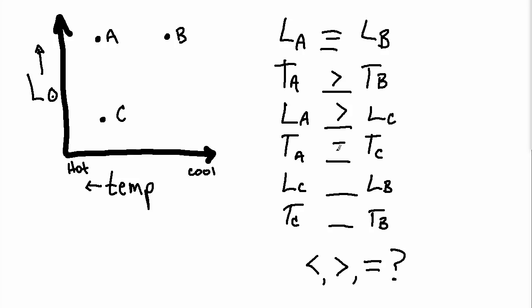If we compare the luminosity of C to the luminosity of B, we find that B is much further up on the luminosity axis than C, so it's giving off much more energy. So the luminosity of B is much greater than the luminosity of C. And the last case is the comparison of temperatures for C and B, where we would find that the temperature of C intersects the temperature axis at a much hotter temperature than the temperature of B. So the temperature of C is much greater than the temperature of B. And with that, we'll move on to the next piece of information.